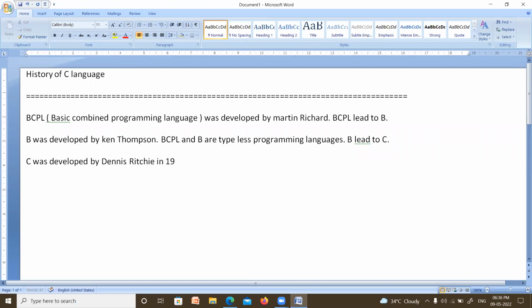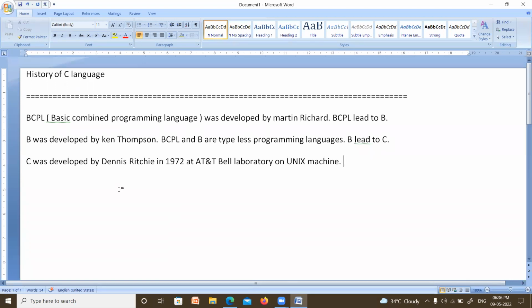It was developed in 1972 at AT&T Bell Laboratory on a Unix machine. The computer which has the Unix operating system, on that machine, C language was developed. This is the simple history of the C programming language.